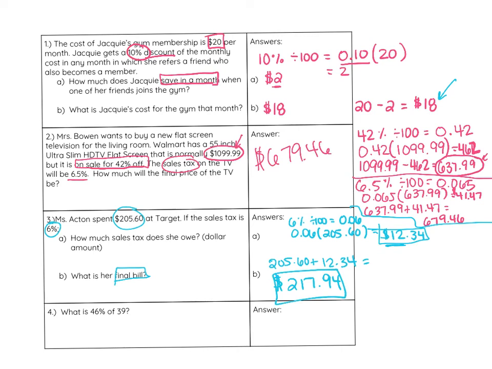All right, and number 4, what is 46% of 39? This is an is over of question, but I'm actually going to show you an easier way to do it. Basically what we've been doing, taking that percentage, 46 divided by 100, make it into 0.46, and then multiply it by 39. So 0.46 times 39 is equal to 17.94. Oh, not money. So just 17.94.